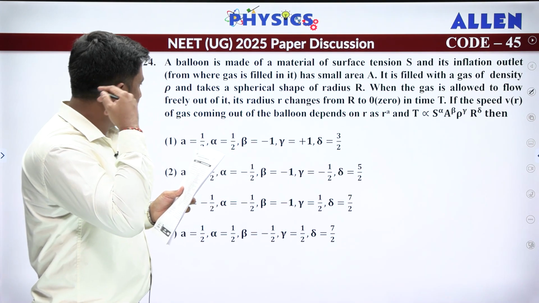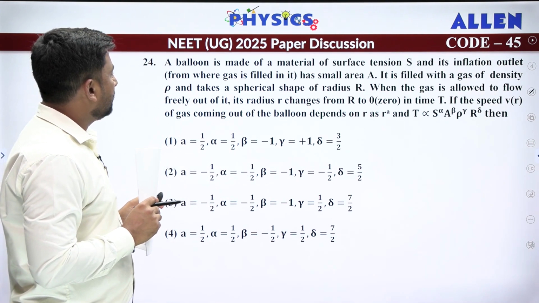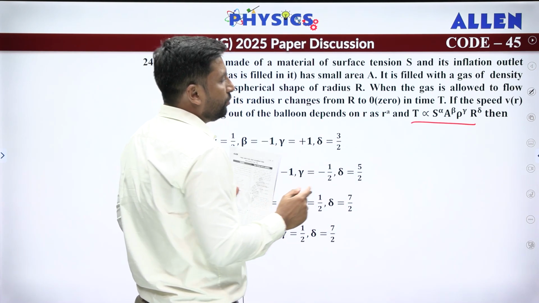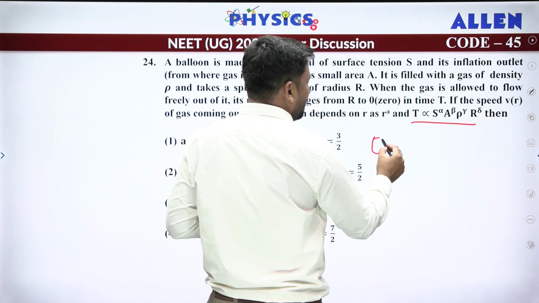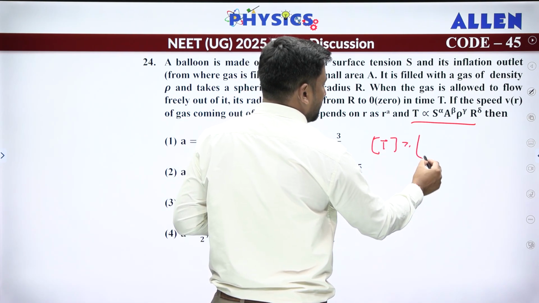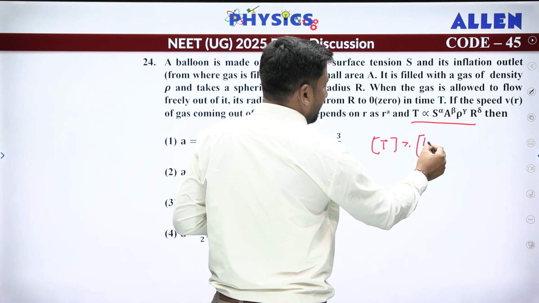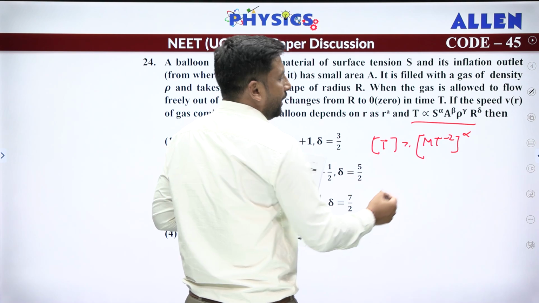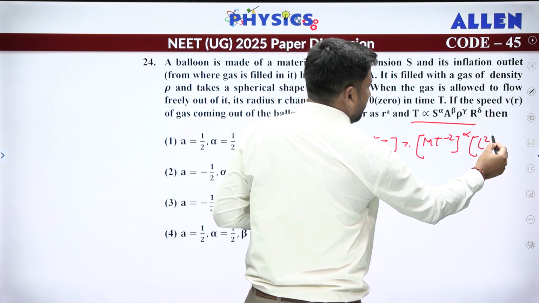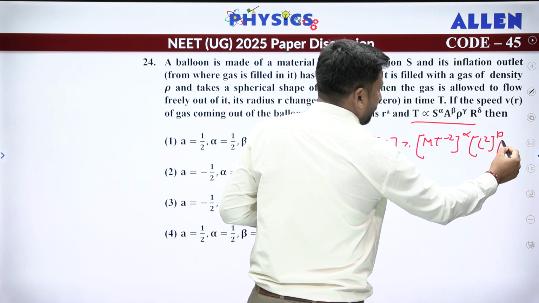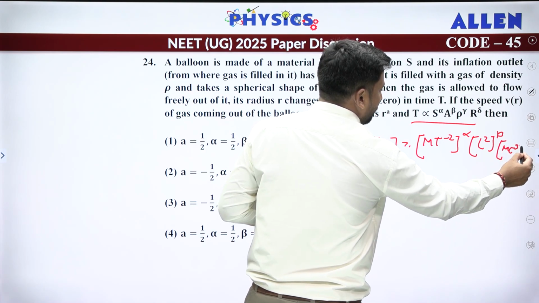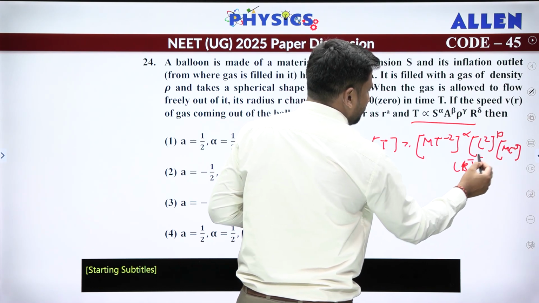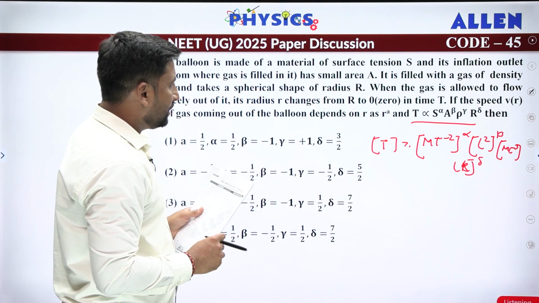Now let's move to this question. In this question, we have to focus mainly on this. So here you have to do the dimension analysis. We can say the dimension of T is the same as the dimension of surface tension, force per unit length, which becomes m into T to the power minus 2, to the power alpha. Area means L square to the power beta. Rho, which is m L to the power minus 3, to the power gamma, and r, which is length to the power delta. So whenever you do the dimension analysis, what will you get?